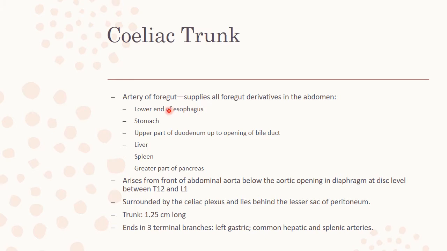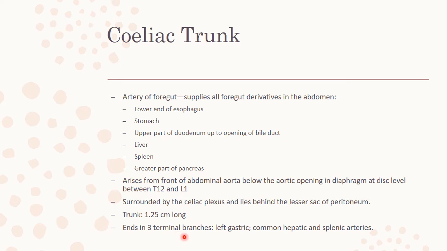These derivatives include the lower end of the esophagus, the stomach, the upper part of the duodenum up to the opening of the bile duct, the liver, the spleen, and the major portion of the body and tail of the pancreas. The celiac trunk arises from the anterior aspect of the abdominal aorta, below the aortic opening in the diaphragm at the level of T12 vertebra. The trunk is surrounded by the celiac plexus of nerves and it usually lies behind the lesser sac of peritoneum.